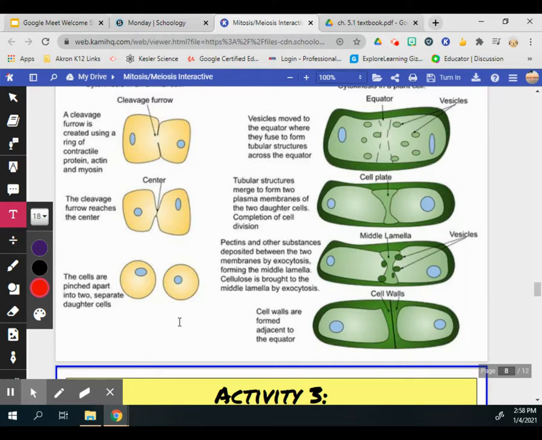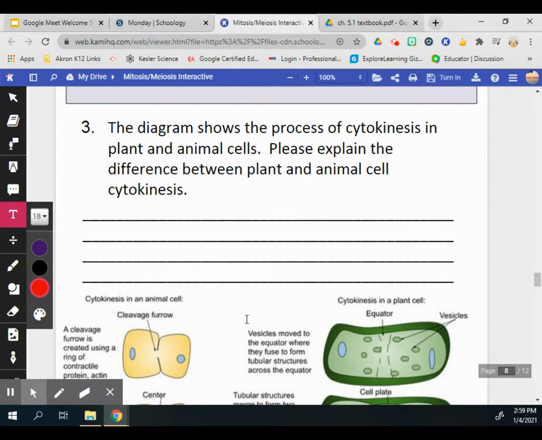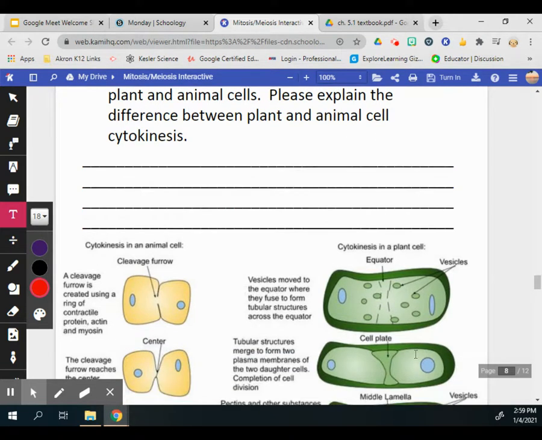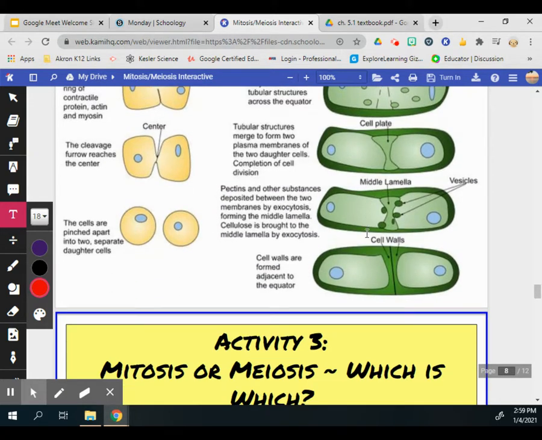They don't actually separate away from each other like animal cells do. They just form this cell wall in between. It goes from one big cell, a cell plate is put down in the center, and then you end up with a cell wall for each of the 2 cells. So you're going to answer this question here, explaining how plant and animal cells do cytokinesis differently by using my explanation and the pictures to write it down.